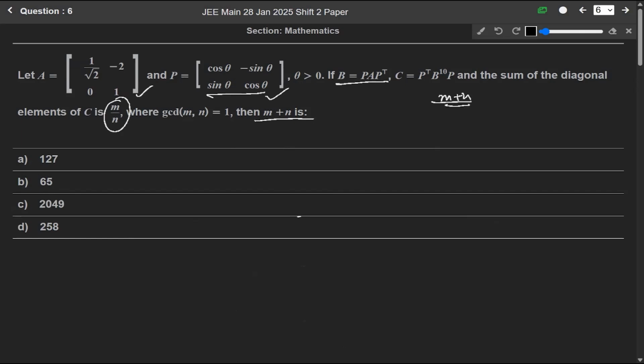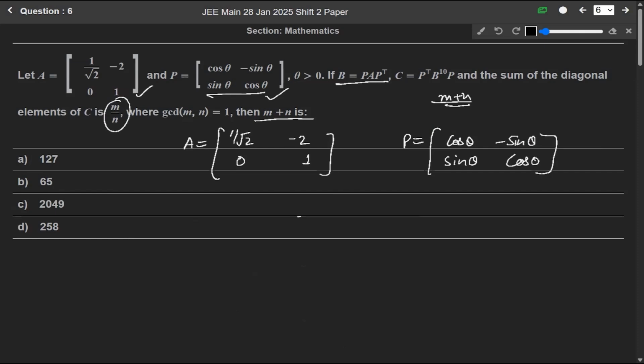Okay, so first of all, we are given matrix A as 1 by root 2 times the matrix with rows minus 2, 0 and 1, and P is cos theta, minus sin theta, into cos theta. Okay.